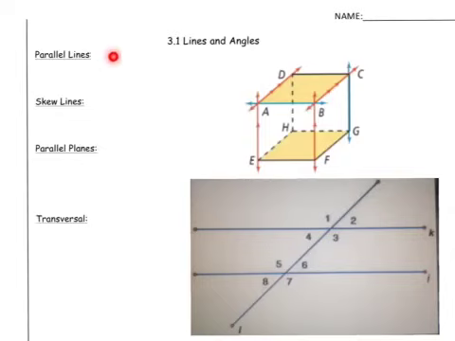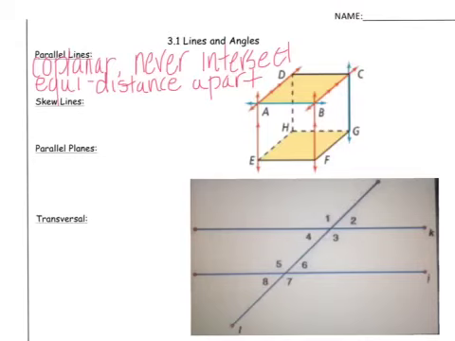We learned parallel lines last semester, and we know that they are in the same plane. They are always equidistant apart, and they will never intersect. So AE and BF are in the same plane, they are equidistant apart, and they will never intersect. BF and CG are in the same plane, they are equidistant apart, and they will never intersect.